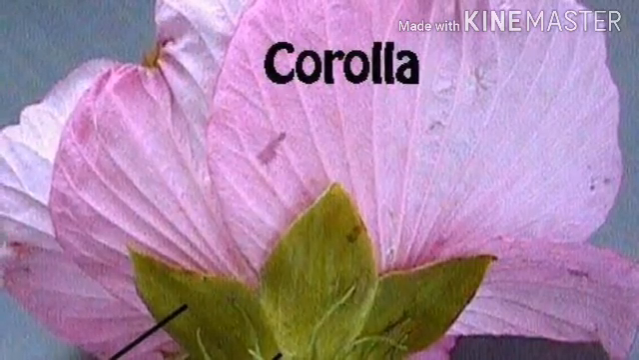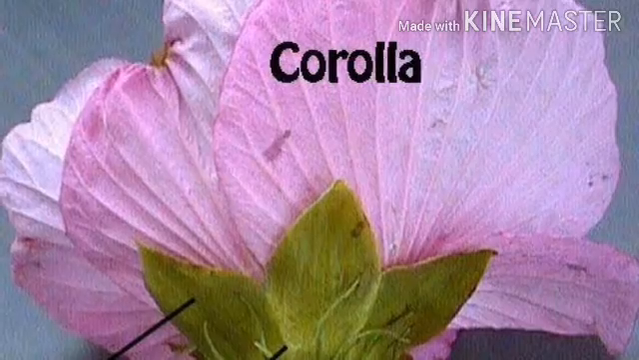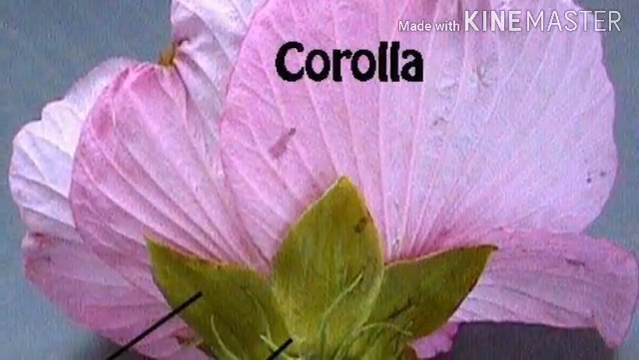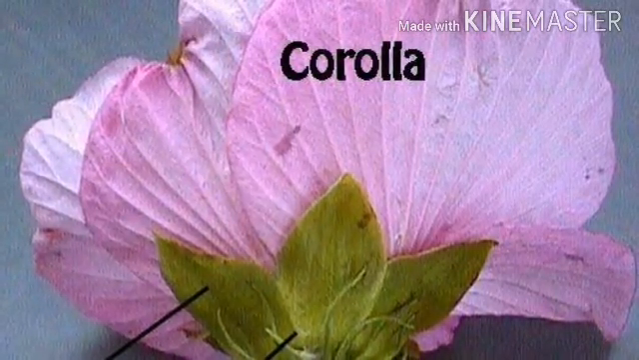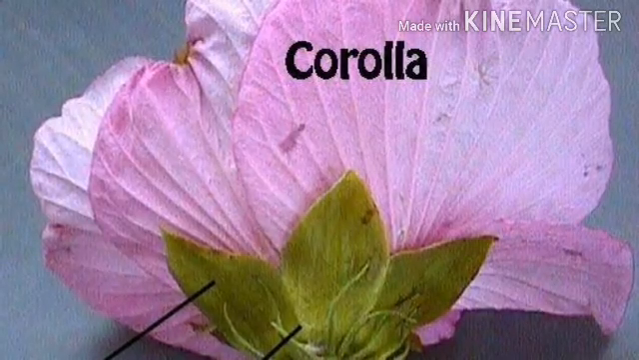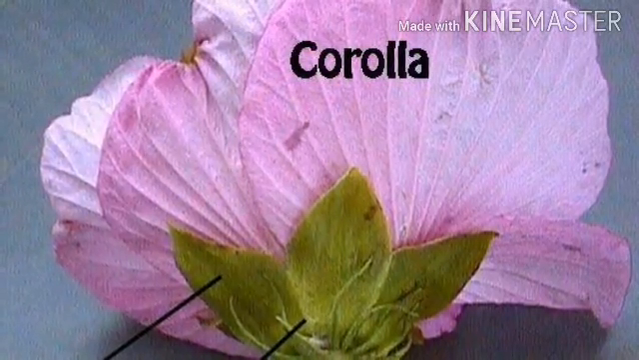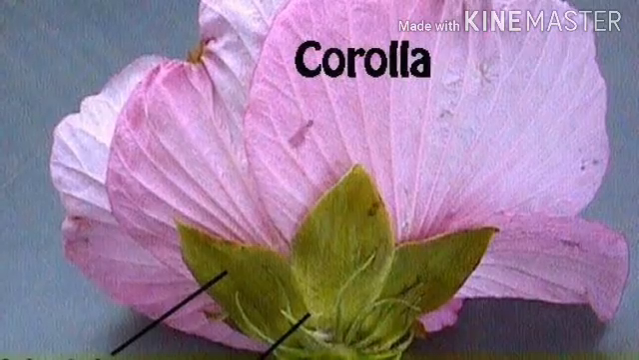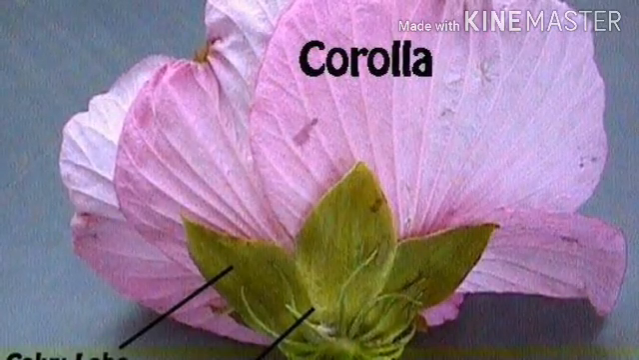Corolla or petals. Petals are usually brightly colored due to the presence of pigments. The bright color and fragrance make the flower more attractive.